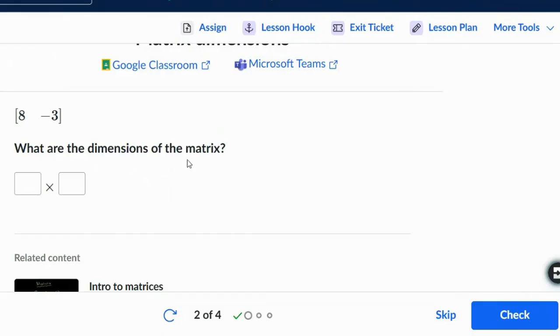What are the dimensions of this matrix? Oh, look at that. We have an 8 and a -3. That's the entire matrix. So what are the dimensions? How do we classify this one?